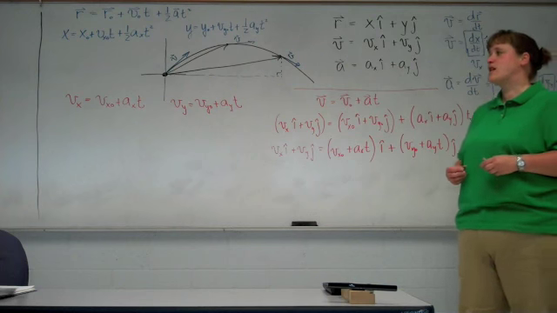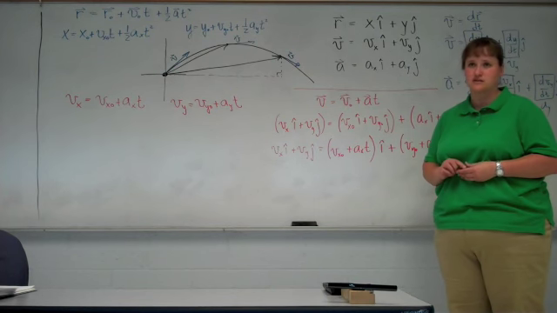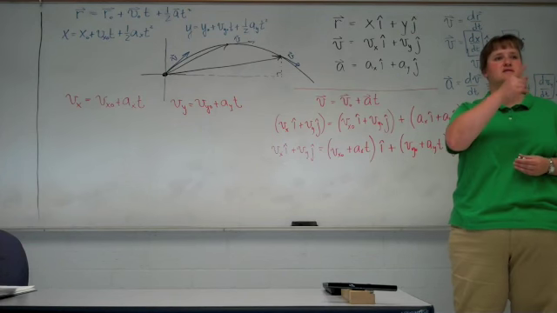So the one that was shot horizontally will certainly be traveling faster, but it hits the ground at the same time because the y information is the same.